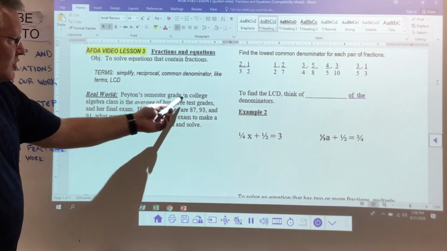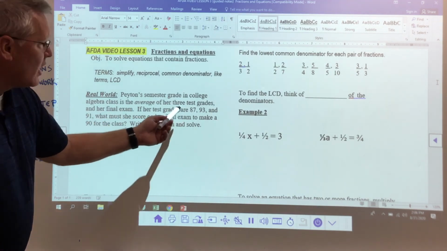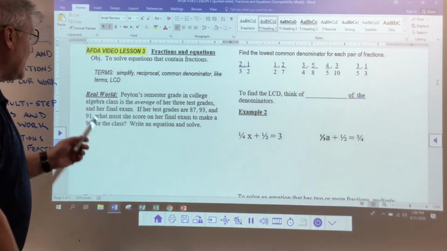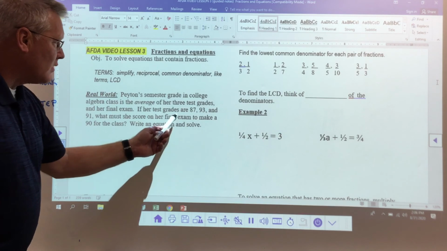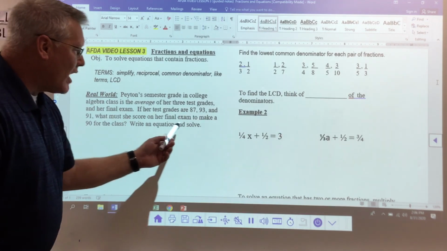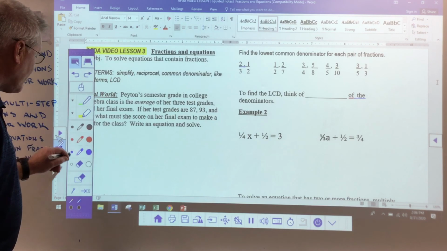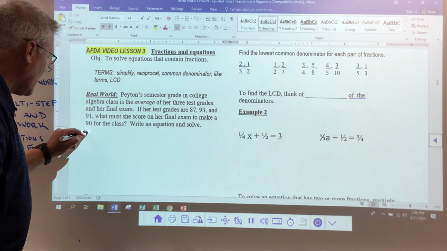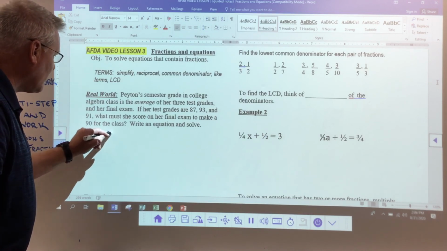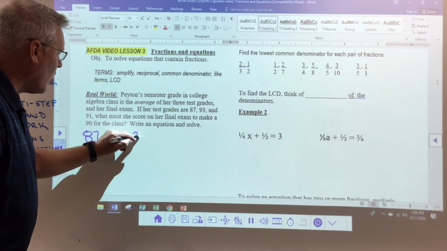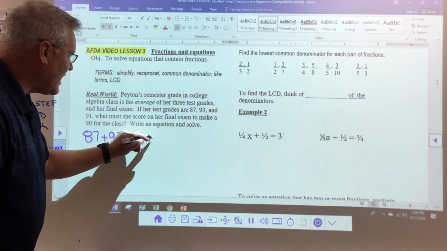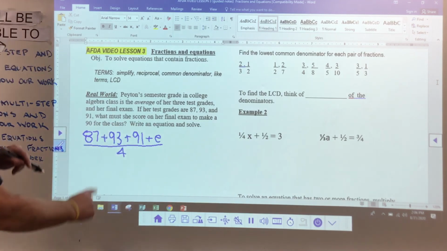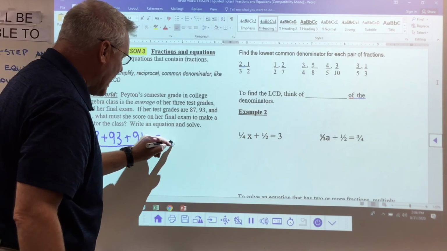It says Peyton's semester grade in college algebra class is the average of 3 test grades and her final exam. If her test grades are 87, 93, and 91, what must she score on her final exam to make a 90 for the class? Write an equation and solve. Well, we have probably 4 things that we need to look at. We have 3 test grades, an 87, a 93, and a 91, plus that 4th thing, which is the exam grade. And you know from average, you would add all those up and divide by 4. And we want this to equal a 90 for the class.